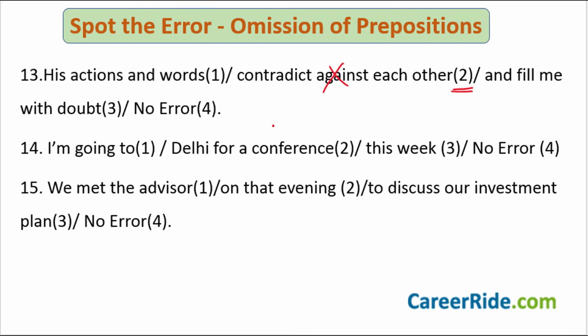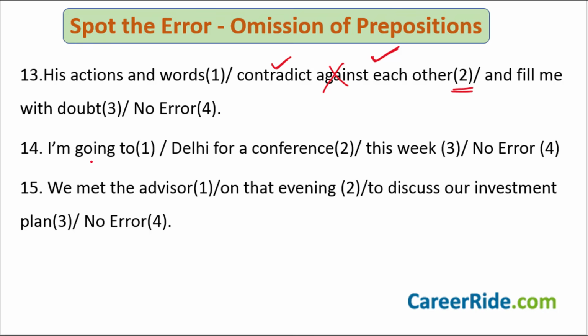This "against" doesn't need to come here because this word contradict itself carries the meaning of against in it. So whenever you are using contradiction, contradictory, or contradict, you can directly use it. You don't need this against here. So the sentence should simply be: his actions and words contradict each other. They don't match each other. They're opposite of each other. That is what it means. His actions and words contradict each other is simply what you would say. So this second part is actually the mistake here in the sentence.